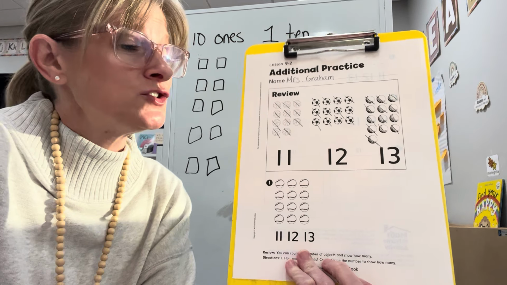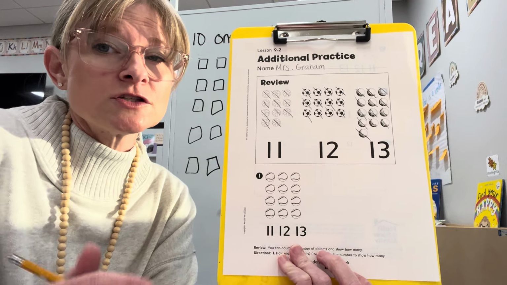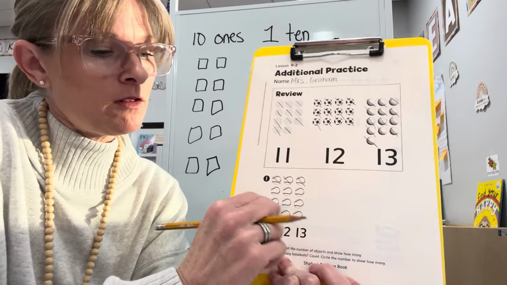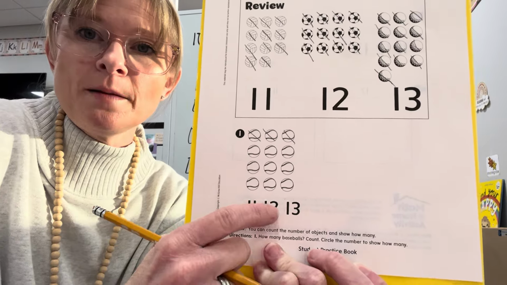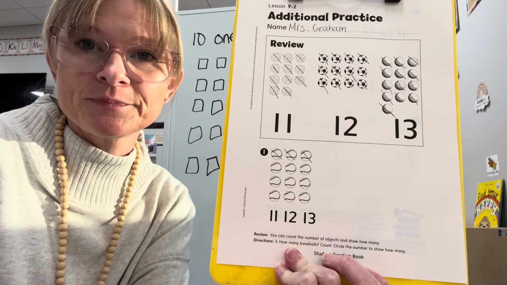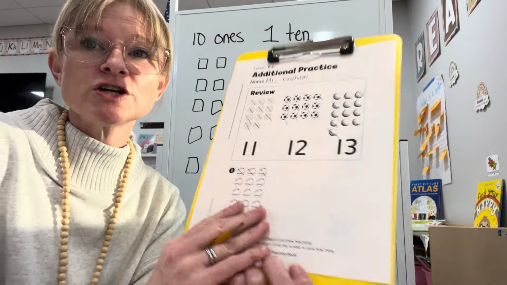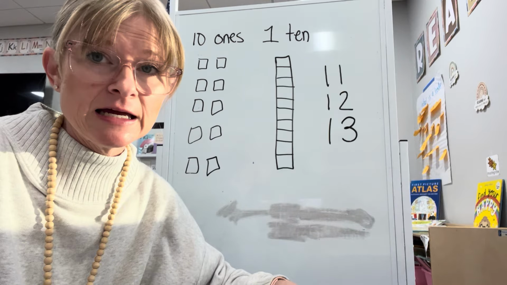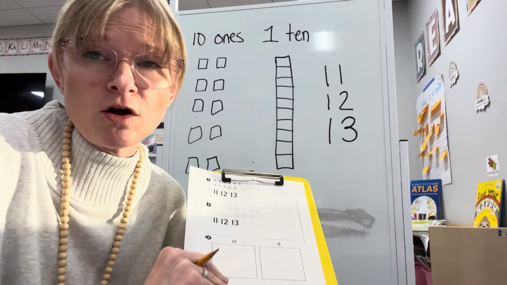I'm actually going to have you do this all on your own. So make sure that you cross out as you count each baseball all the way through and then circle which number shows how many. Once you're done with that, let's go ahead and turn it over. If you need to pause the video at any point, you can. Please do not rush through this and do it all on your own.